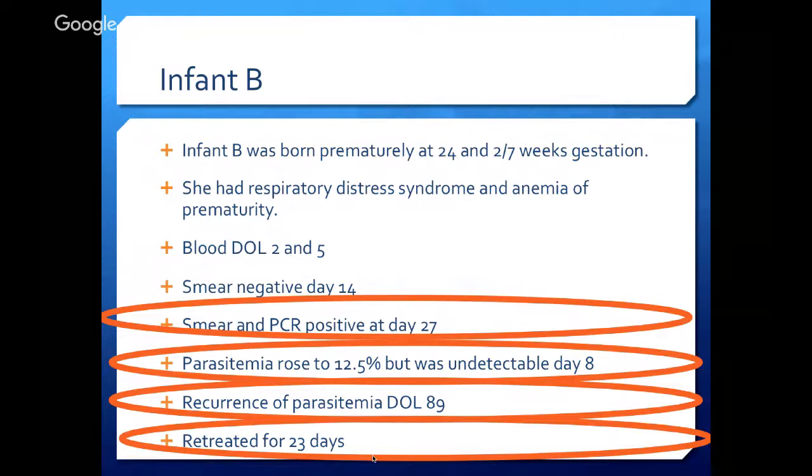So not only was there a recurrence, there was no chance that it could get Babesia by exposure, because they're still in the neonatal intensive care unit. So they were retreated.